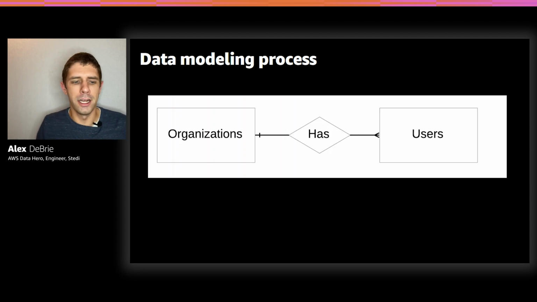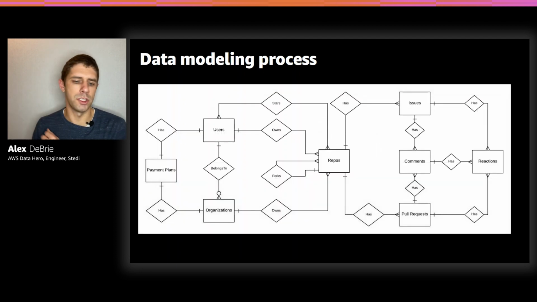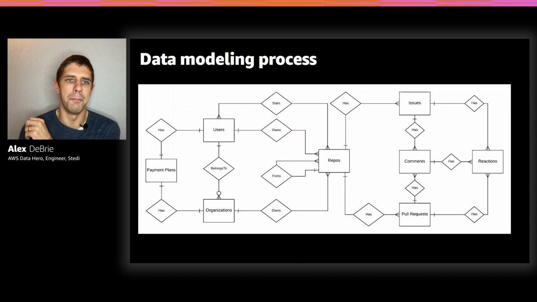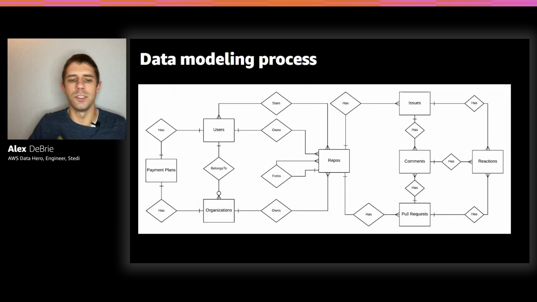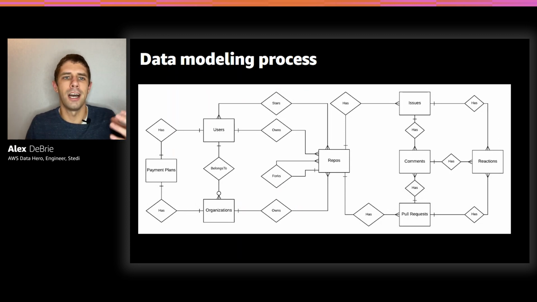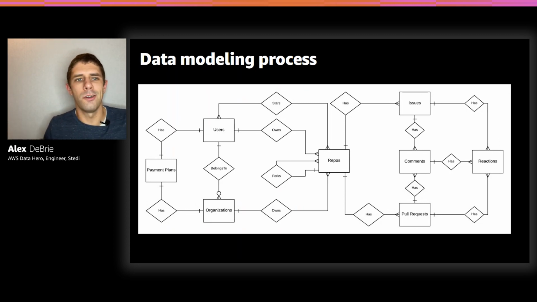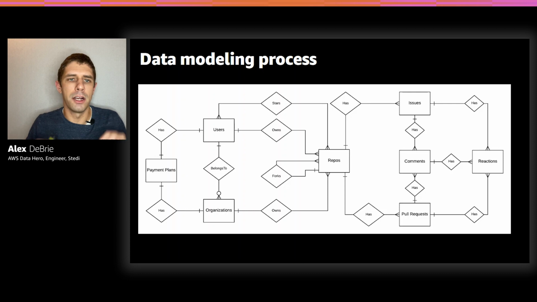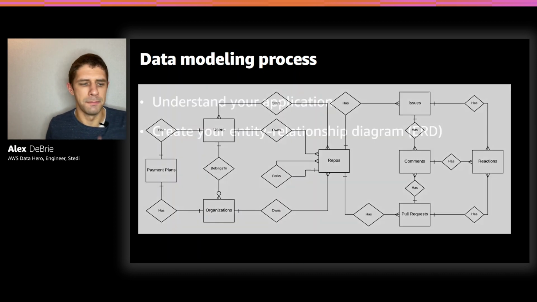This is a very simple one. You might have a more complex one. This one's from my book, where we model the whole GitHub backend. You can see we have a lot of different entities in there: users, organizations, repos, issues, pull requests, comments, stars, reactions, all that stuff. It gets very complicated very quickly, but make sure you have modeled all this out and thought this through. This is going to help you organize your data model before you start actually modeling in DynamoDB.